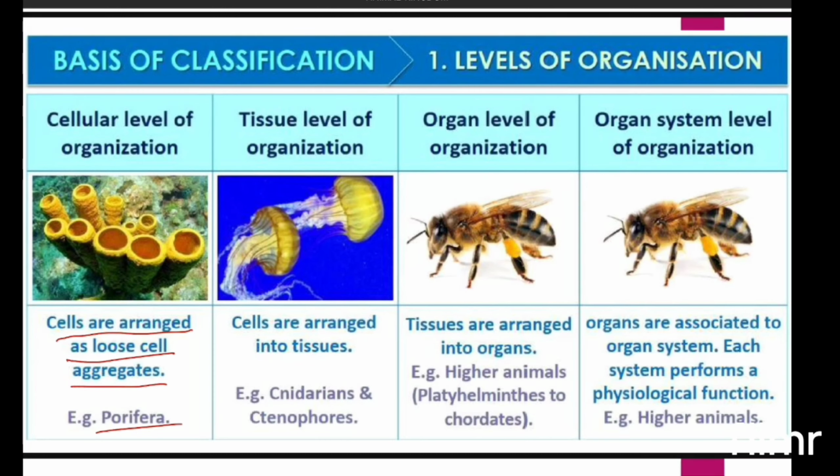Now the second level is the tissue level of organization, in which similar cells are arranged and perform a particular function, and that is called a tissue. They are arranged to form tissues. Examples are the Cnidarians and the Ctenophora. Both groups come under the tissue level of organization. The next level is the organ level of organization, mostly common in higher organisms, where special organs are present. That is mainly in higher animals from Platyhelminthes to chordates. And sorry, the picture is actually wrong here.